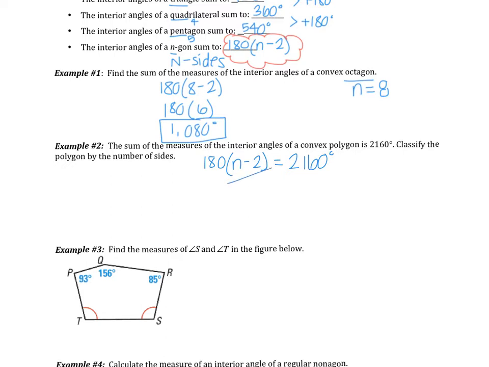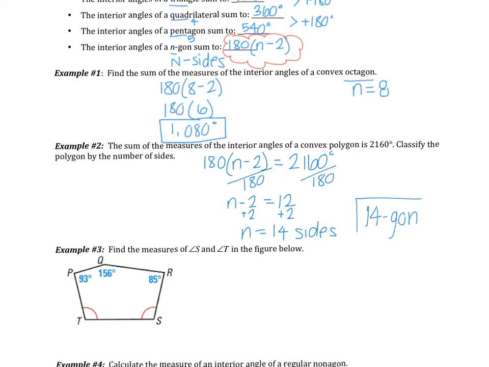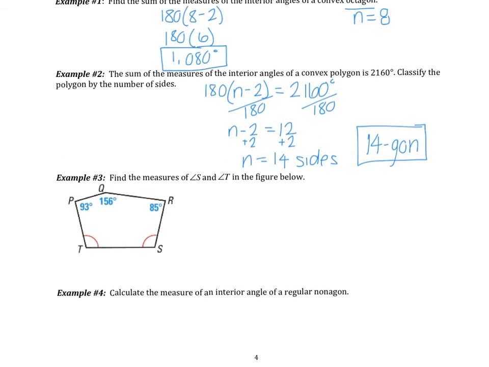One way to do this is to first divide each side by 180 degrees. You'll get n minus 2 equals 12. Add 2 to both sides, and n would equal 14. So in other words, you would have 14 sides. It says classify by the number of sides, so don't just say 14 sides, say what kind of shape it is. In this case, it would be a 14-gon. Okay, again, using that formula. Heading on to example 3.